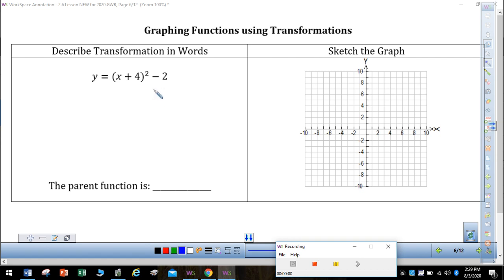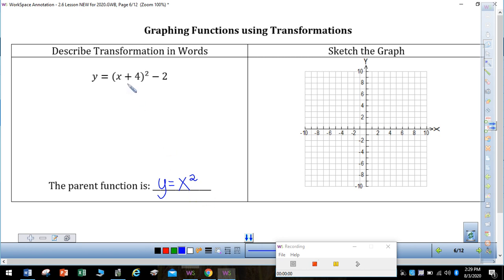We're going to describe the transformation in words. We're going to identify what the parent function is and think about what that graph would look like based on the library of functions. And then we're going to sketch the new graph. So what we can see here is that there's an x and there's a squared on this quantity outside of the x. And so that's something good to identify right away, that this is going to be a new version of a parabola graph. So the parent function is y equals x squared.